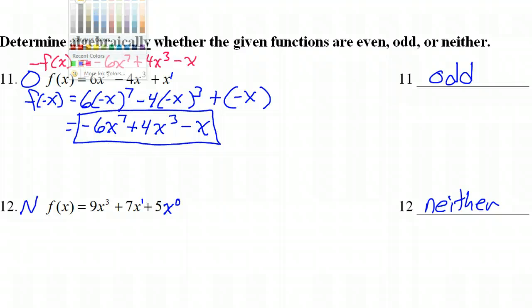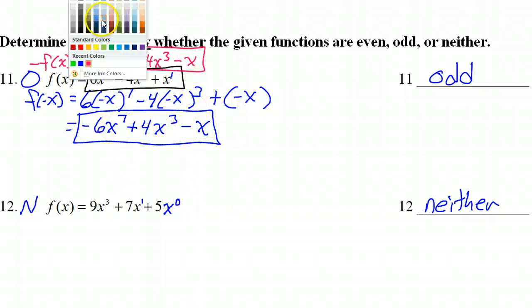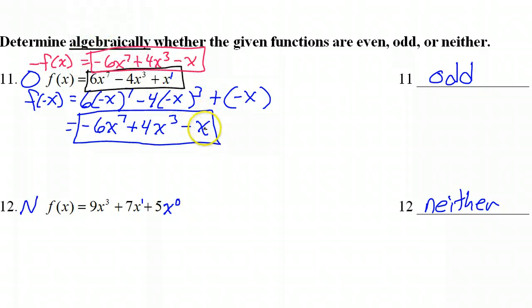Alright? This is the original function. And this is the opposite function. Alright, and what we learned when we first went over this was if you substitute negative x, if you get the opposite function, then it's odd. If you get the original function, then it's even. If you get neither, then it's neither.